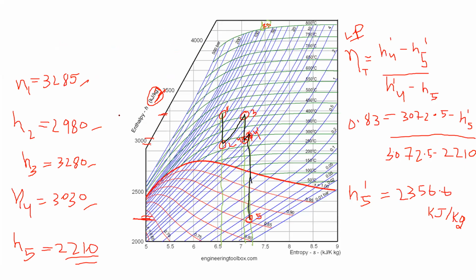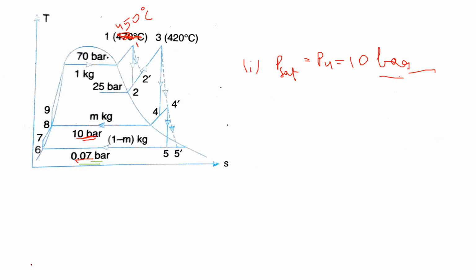If you are supposed to take the H8 value here, that is usually taken as a saturated liquid at a pressure of 10 bar. At 10 bar pressure, this is the saturated liquid. I'm just going to the steam tables and taking the HF value at 10 bar pressure. Just wait a second, I'm opening the steam tables.